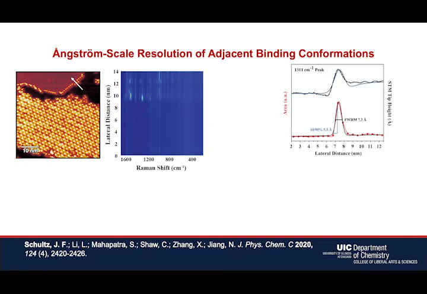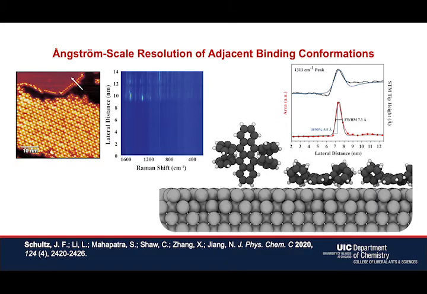As shown here, a TERS line profile results in angstrom scale resolution of the different binding orientations, matching the spatial resolution of STM in this case, and enabling the identification of the conformations of flexible molecules that lie adjacent to each other on a surface.